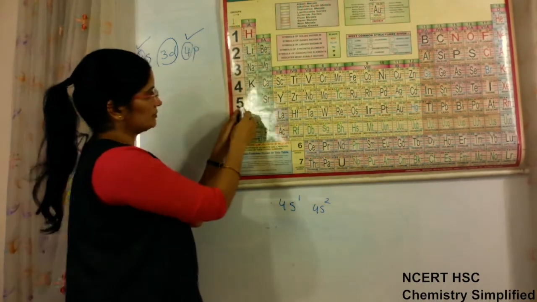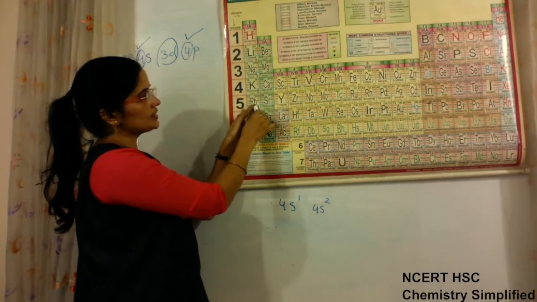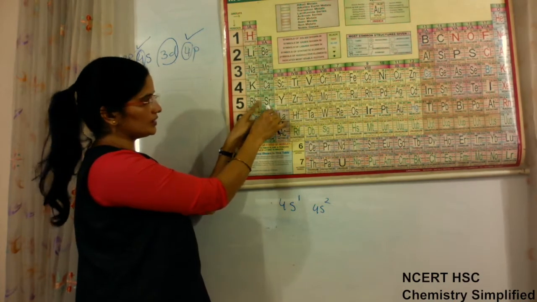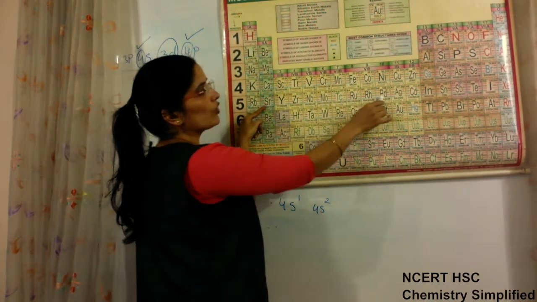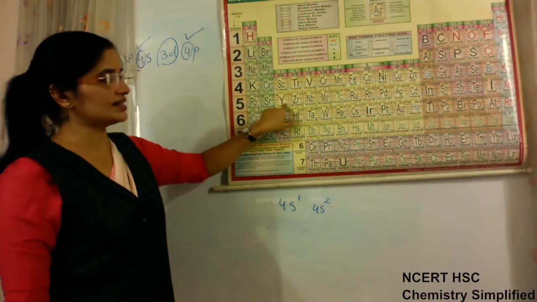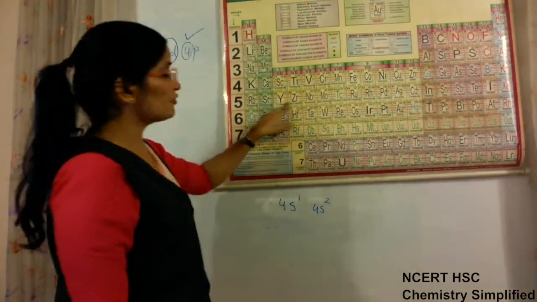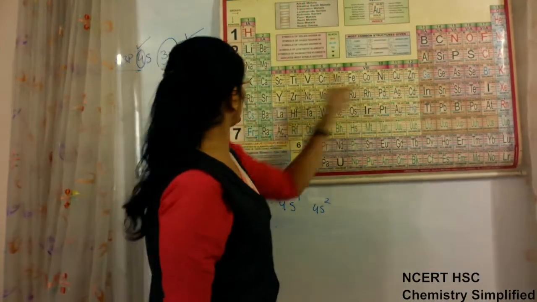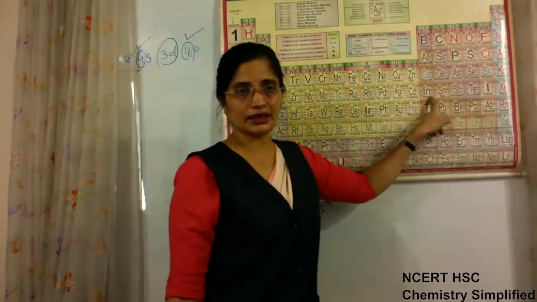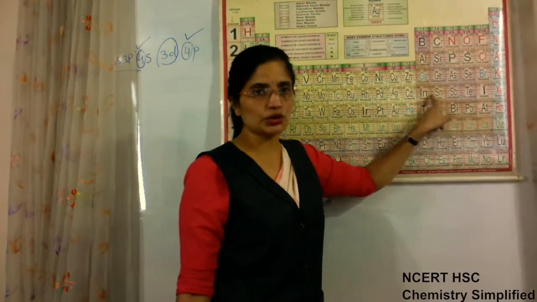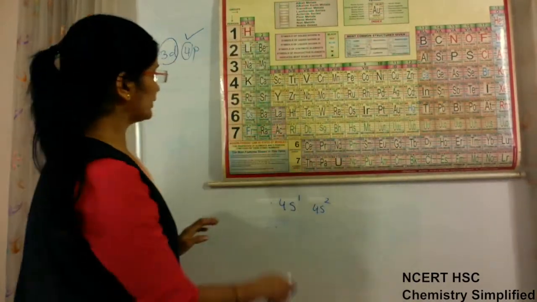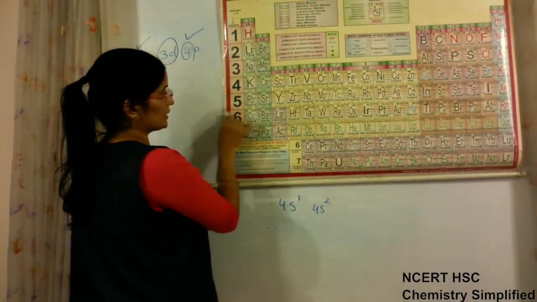This is 5th. Okay. So this is 5s, this is 5s1, this is 5s2, this is 4d. This is 4d series. Clear? Now this is 4d series. After that again we will have 5th period. So this is 5p. 5p1 to 5p6. Clear? Now this is 6th period.